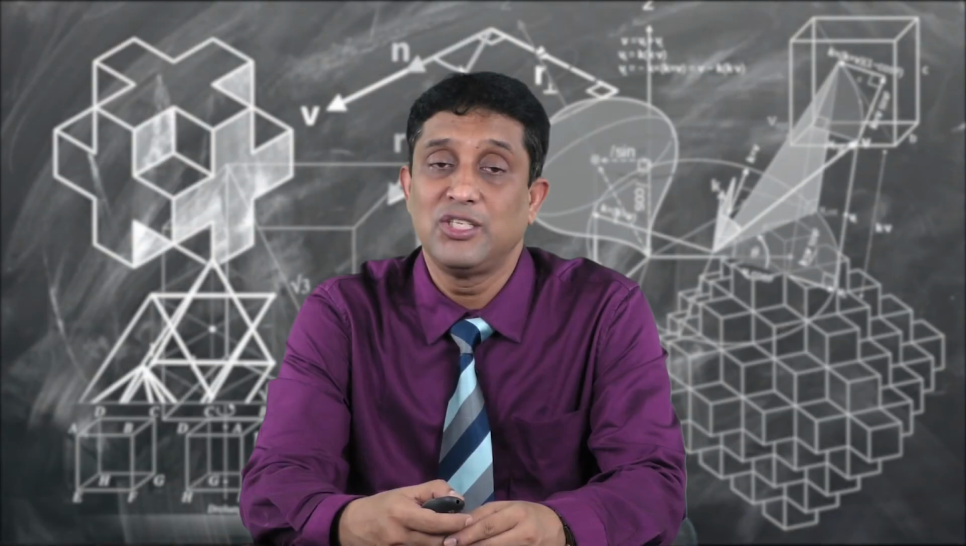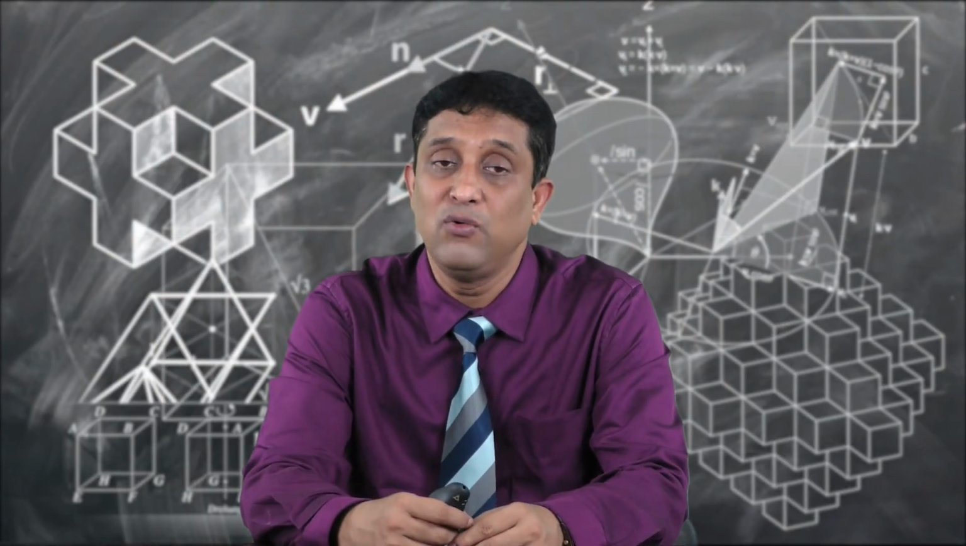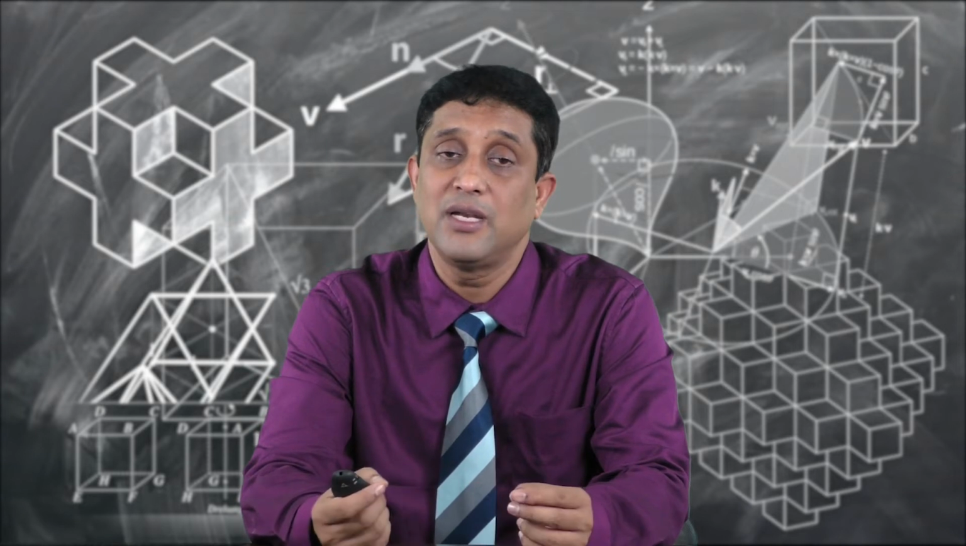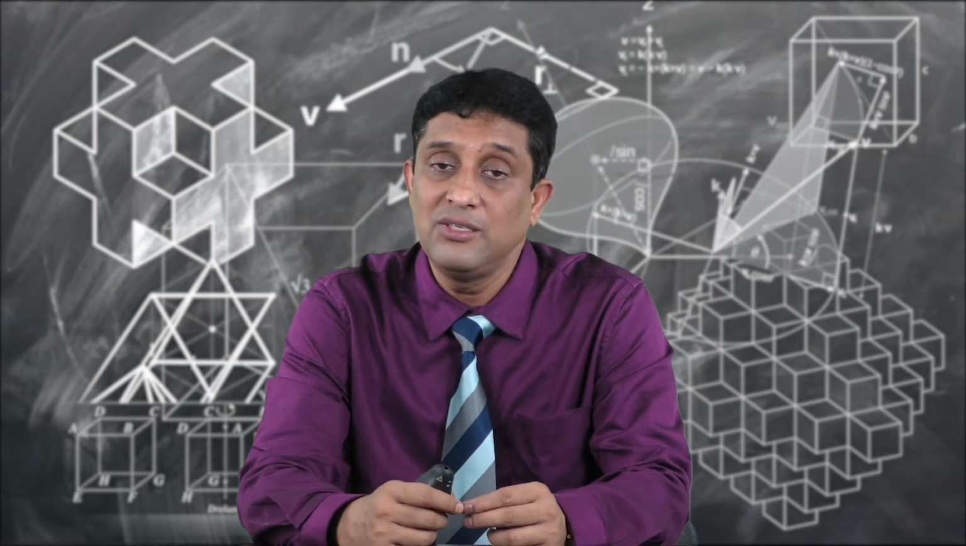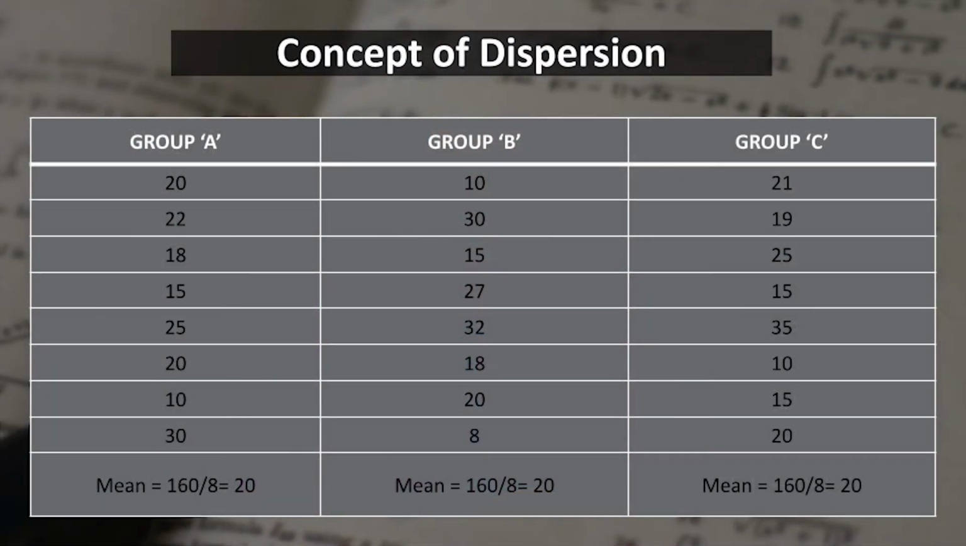But can you say that all the 3 groups are equal so far as their abilities are concerned, so far as their range of scores is concerned? You see in group A, the lowest score is 10, but in group B the lowest score is 8, and group C again the lowest score is 10. Group A's highest score is 30, group B's highest score is 32, and group C's highest score is 35. So here there is a variation.